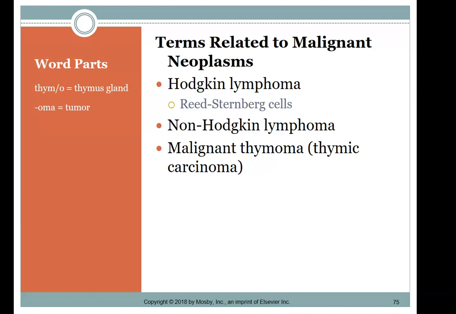A malignant thymoma, also termed thymic carcinoma, is a rare malignancy of the thymus gland that is particularly invasive and, unlike its benign form, is not associated with autoimmune disorders. And then your word parts: thymo is thymus gland, and oma is tumor.